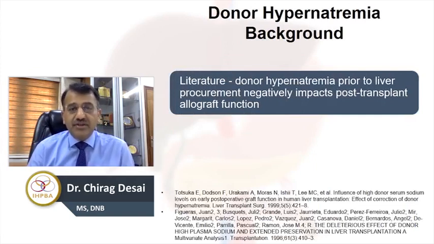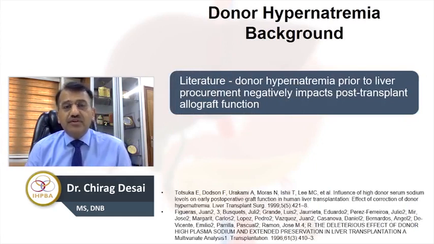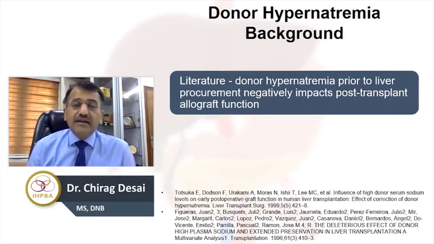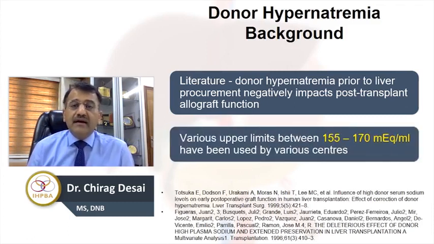So donor hypernatremia, because of diabetes insipidus and the pathophysiology of brain death, leads to a rise in the donor sodium level, and accepted ranges varying from 155 to 170 have been described in the literature.